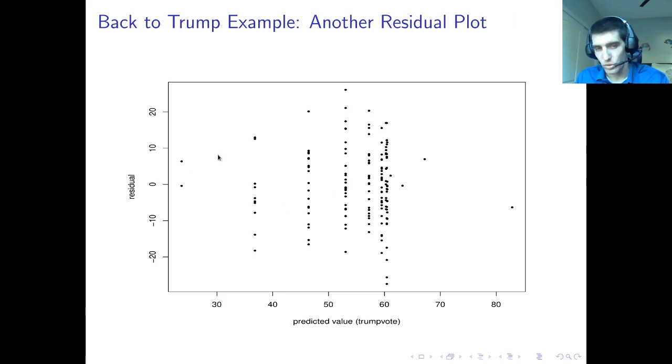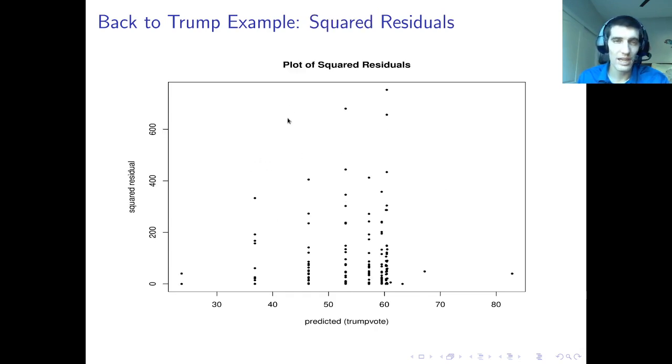Here's another residual plot. Here I've plotted the residuals against a predicted value, so this is plotted against y hat. This is another area where I'm looking for constant mean, and also constant variance as I can assess it. And here's the plot of the squared residuals. As we discussed, it can be hard to assess the mean of the squared residuals, right? So here's a plot of the squared residuals.